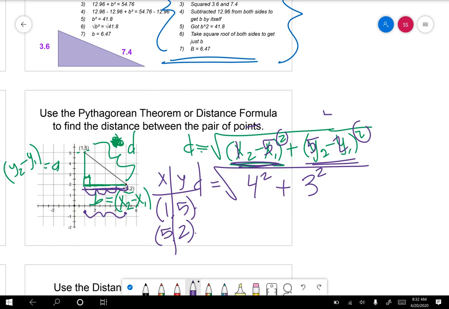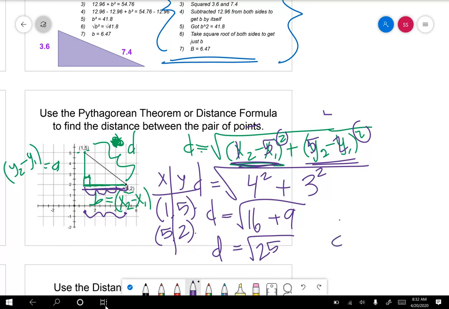So, next to solve, we are going to square 4 and 3. Sorry, getting ahead of myself. Okay. 4 squared, 4 times 4 is 16. 3 times 3 is 9. Equals D. We're going to add 16 and 9 next, right? Just combining those like terms. And then we take the square root of 25, which we know is 5. 5 times 5 is 25. Okay, so there is the length of side D.